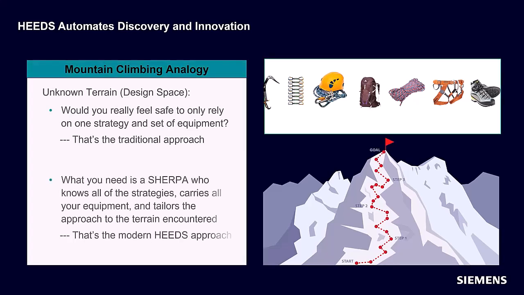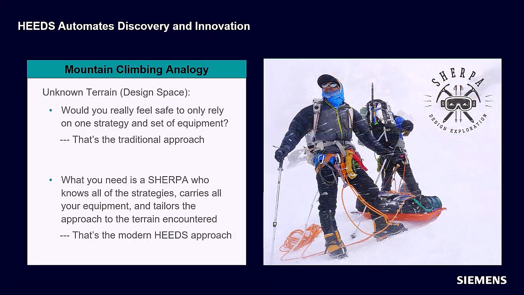What we really need is a Sherpa who knows all the strategies, carries all your equipment, and tailors the approach to the terrain encountered. They have done it before and can automate the journey to the summit. It also happens to be the name of the search framework deployed in Heat to help us reach our innovation goals.